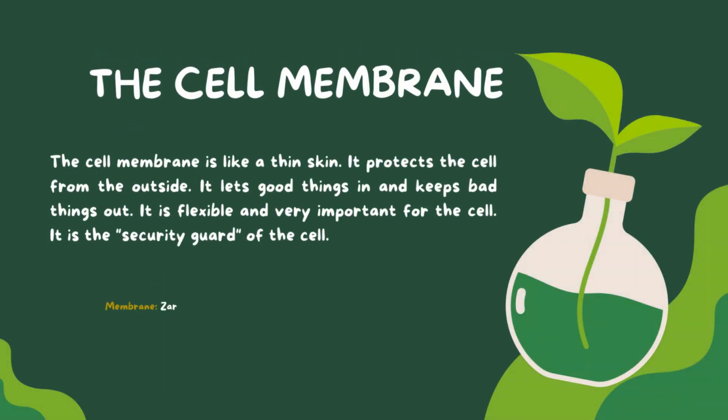The cell membrane. The cell membrane is like a thin skin. It protects the cell from the outside. It lets good things in and keeps bad things out. It is flexible and very important for the cell. It is the security guard of the cell.